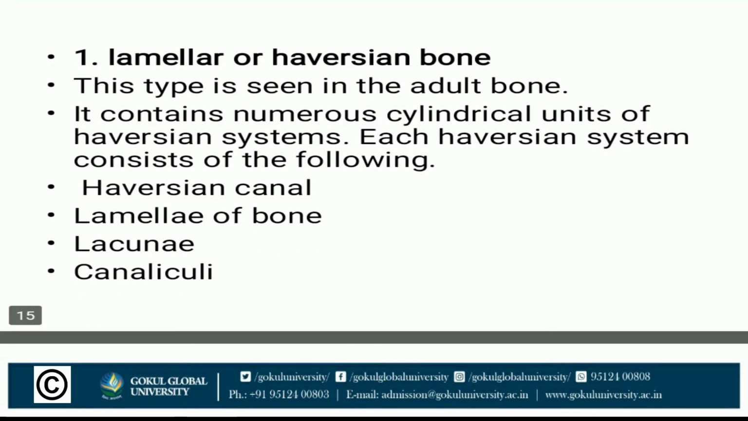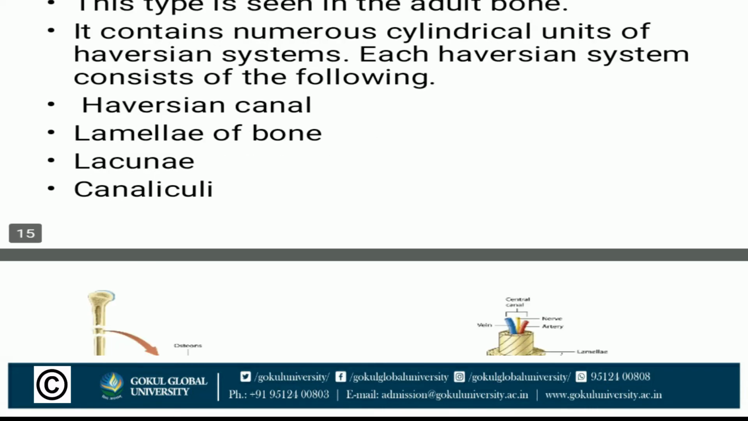Once again, we will revise it. Lamellar or Haversian bone. This type is seen in the adult bone. It contains numerous cylindrical units of Haversian system. Each Haversian system consists of the following parts: Haversian canal, lamellae of bone, lacunae, and canaliculi.